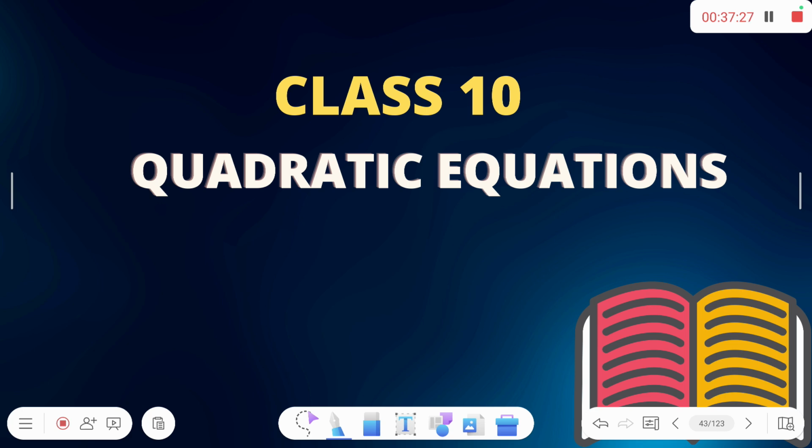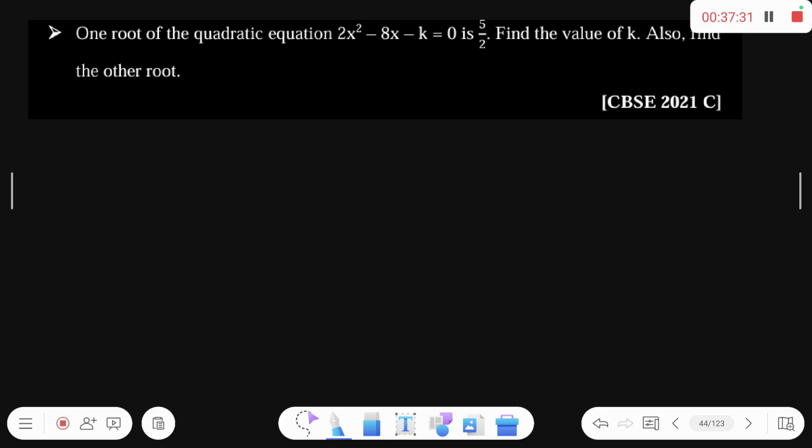Next chapter is quadratic equation. First, one root of the quadratic equation is 5 by 2. Find the value of k. Also find the other root. So first put this value here and calculate the value of k. So 2 into (5 by 2) whole square minus 8 into 5 by 2 minus k is equal to 0.